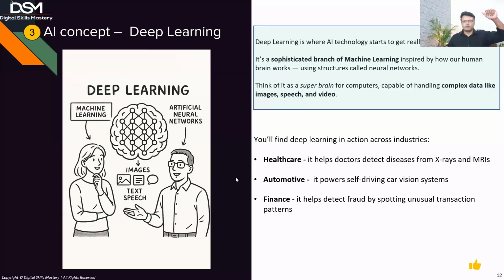Just give me a thumbs up if you're with me, if you understood the first three concepts. What is AI? What is machine learning? What is deep learning? We are halfway through the AI concepts. Give me a thumbs up, guys. Getting it? Perfect. Thank you. Thanks for your response.